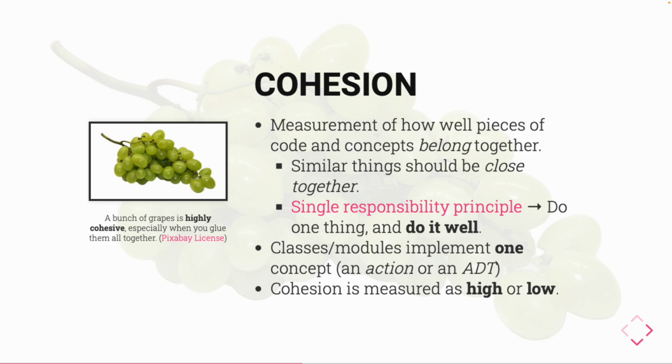Each class and module should implement one concept. I'm glad I thought of those two examples. Printing stuff and memory allocation are two examples that should be put in one module. And we say that something has high cohesion, good, or low cohesion, bad.